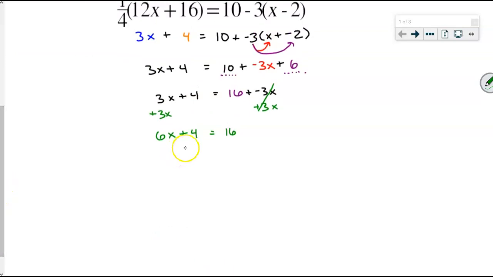From here, we just subtract 4 from each side. And I end up with 6x is equal to 12. Divide each side by 6. And we get x is equal to 2.